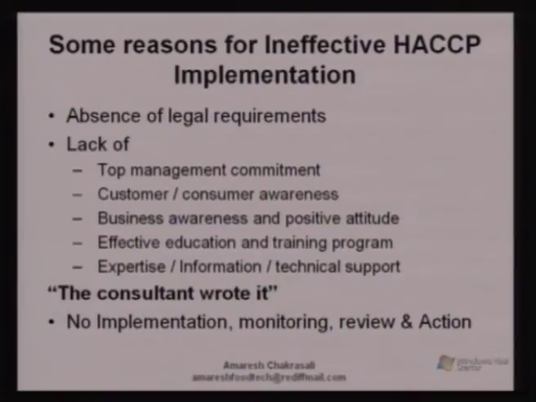Let's quickly see why sometimes HACCP, though implemented and certified, cannot be effective. It is like absence of legal requirements, and maybe top management may not be fully committed to doing the required actions. Most typically, the system is not actually designed, written and implemented by the people who are supposed to do it. If it is done by somebody else, like a consultant, and just put in the records, then the people who need to implement it on the shop floor don't know, and that can be a lacuna in implementing the HACCP system.